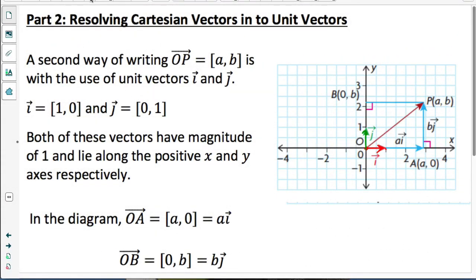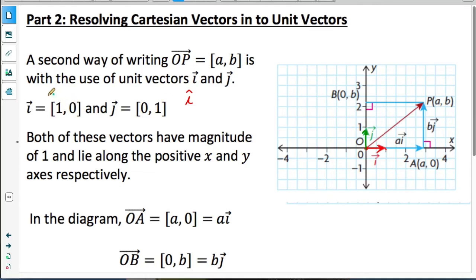Part 2 looks at another way we can define Cartesian or algebraic vectors. It looks at how we can resolve them into unit vectors. And a reminder, a unit vector is a vector of magnitude 1. And there are two very common unit vectors that we work with when dealing with Cartesian vectors. We work with unit vector i, which can be denoted like this, i with a hat above it instead of a vector symbol. That's a common notation meaning unit vector i.